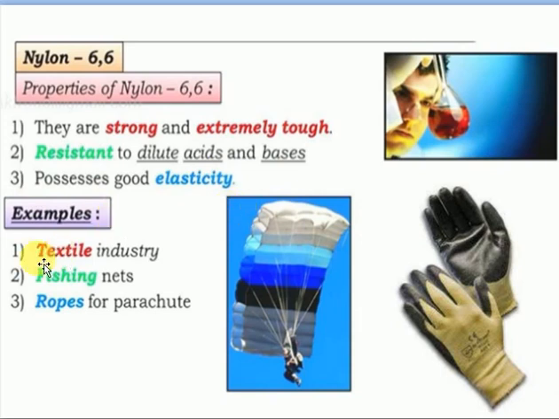Next, generally they have high tensile strength. Generally used in the textile industries also. Parachutes are also made of nylon only. Fishing nets and ropes are also generally made of nylon. The ropes of parachutes are also made of nylon only. This is very important, students: nylon 6,6 and nylon 6.